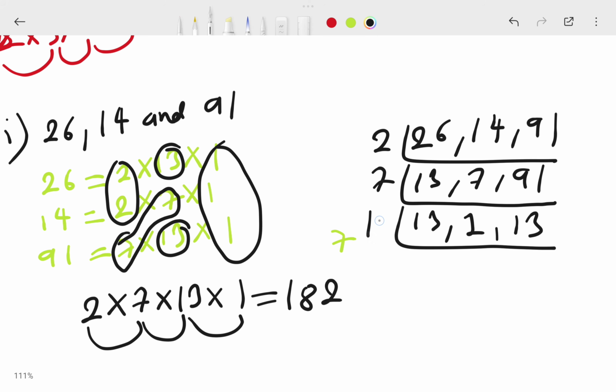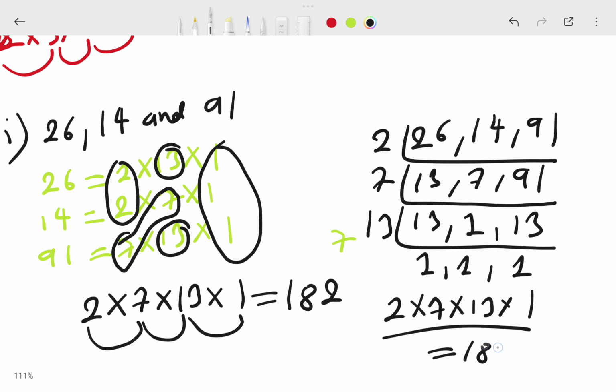So now we can do this in the 13 table, 13 ones are 13, and this is 1 and this is going to be 1. Now we can multiply this: 2 cross 7 cross 13 cross 1. Now if you multiply this, the answer will be 182 only. I hope this question is clear to you.